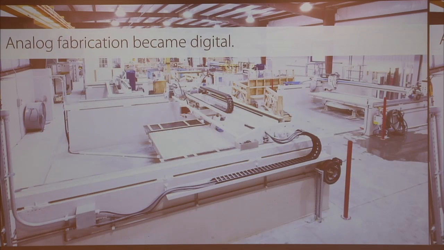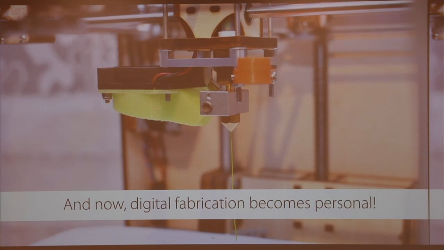So analog fabrication became digital, and it was possible to digitally produce physical artifacts based on digital models. Digital fabrication is based on having a digital model of something you want to create, and then using a digital fabrication tool or machine to actually produce it. And now, due to the recent development in the DIY community, so here we see a 3D printer, digital fabrication becomes personal. So everybody can just go out to the shop and buy a 3D printer, put it on a desk, and become a creator.